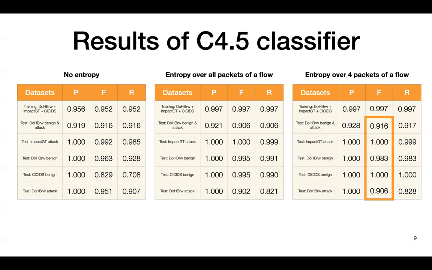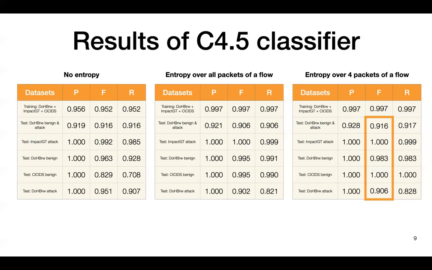Once we introduce the entropy feature, we see a significant increase for training and a couple of testing datasets. For the DOH attack dataset, an F1 score of 90% gives a hint that most of the malicious flows are misclassified as benign by our decision tree model.